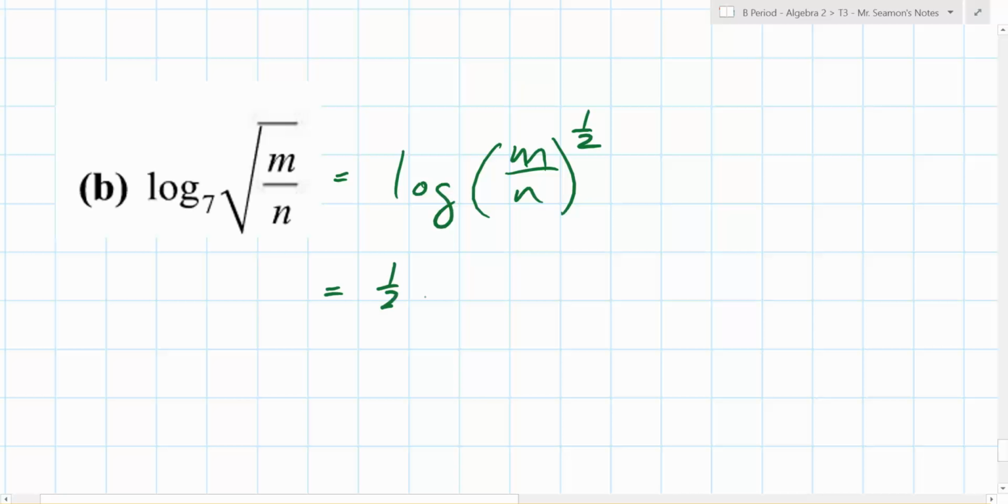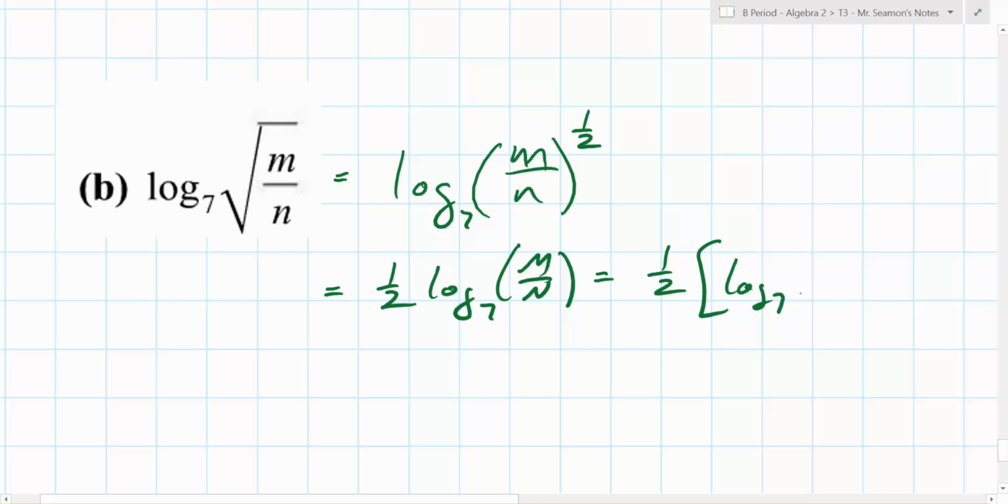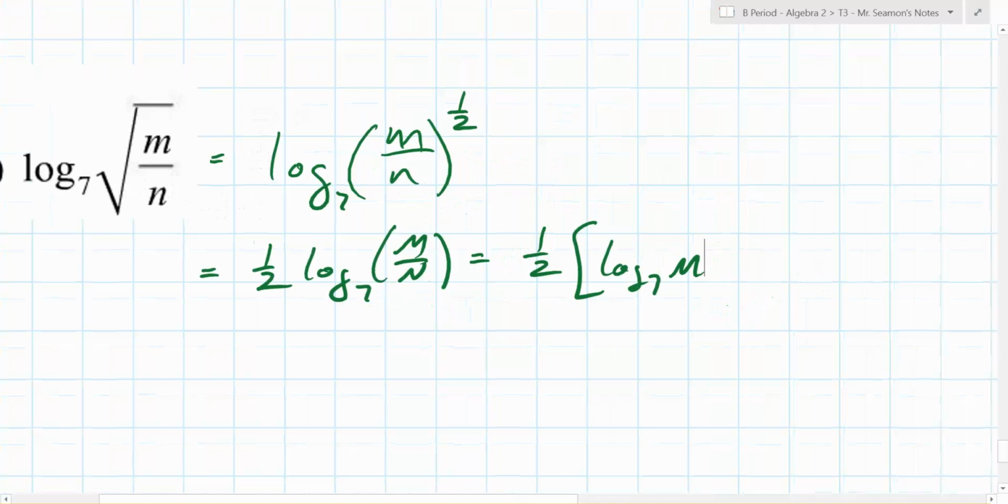So it's 1/2 log of m over n. Now, Gabby, you're right. Now it is. What about the 7? Oh, log base 7. Sorry, log base 7. Yep. Now what can I do? Yes. 1/2 log base 7 of m, minus 1 log base 7 of n.